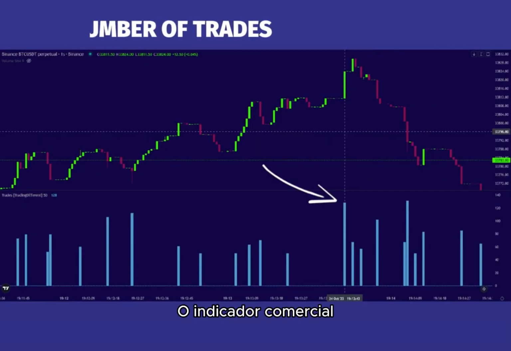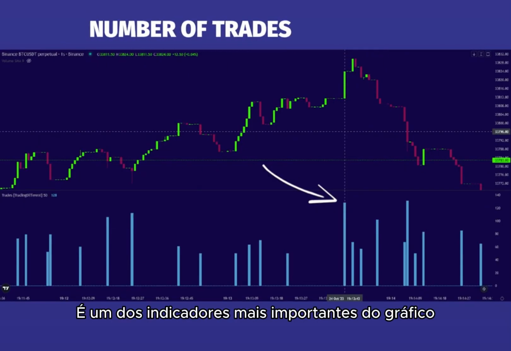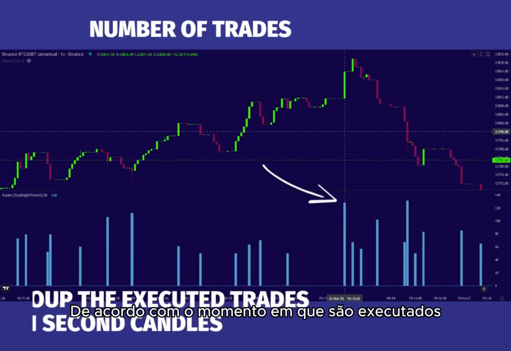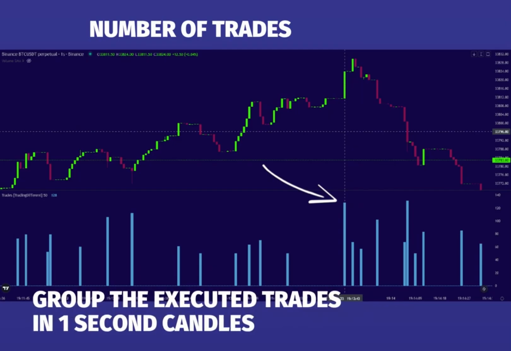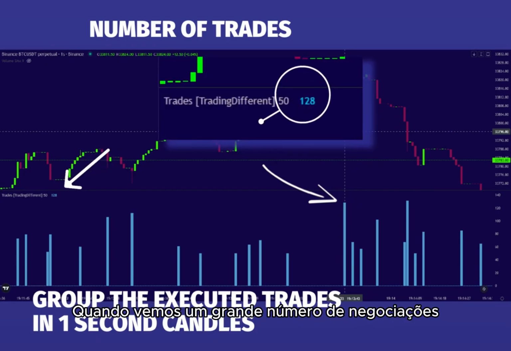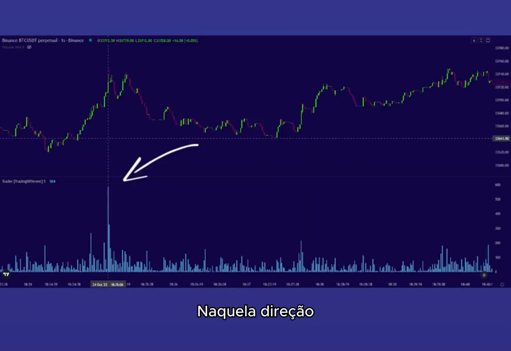The trade indicator is one of the most important indicators on the chart, because it takes a reading in milliseconds of all the trades that enter the market and groups them into 1-second candles, according to the moment in which they are executed. We can see how in the indicated candle, 128 trades are executed in 1 second. When we see a large number of trades executed in 1 second, it gives us an indication that the bots are moving the price in that direction.